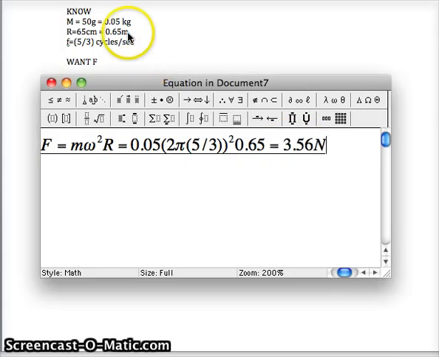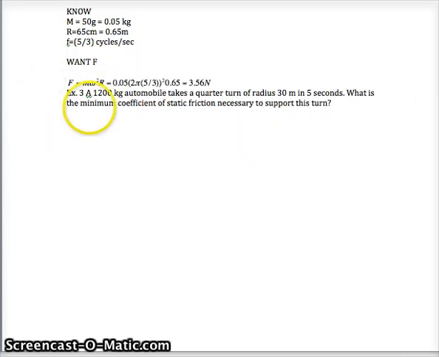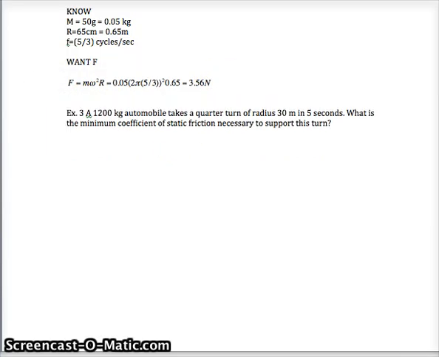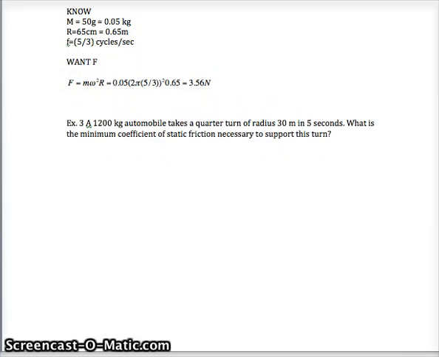Which is like 350 grams weight. That doesn't seem too reasonable. So 3.56 newtons. Now, the centripetal force is caused by the force in the string, and that's tension.